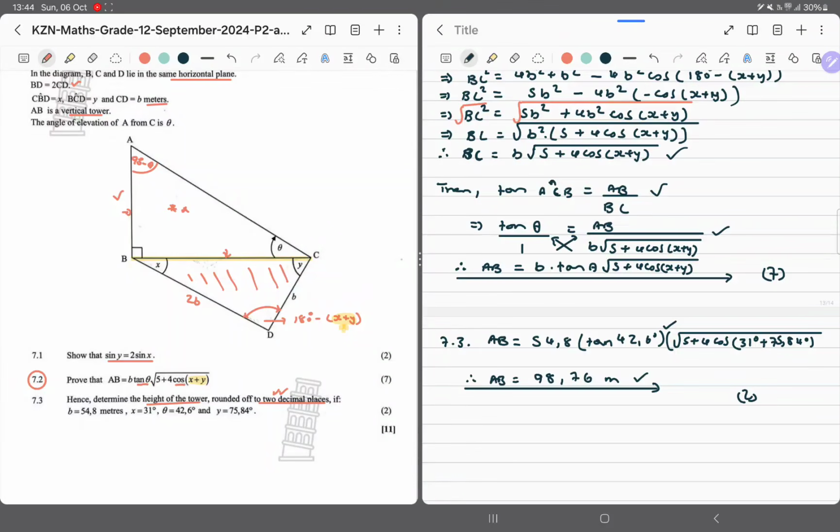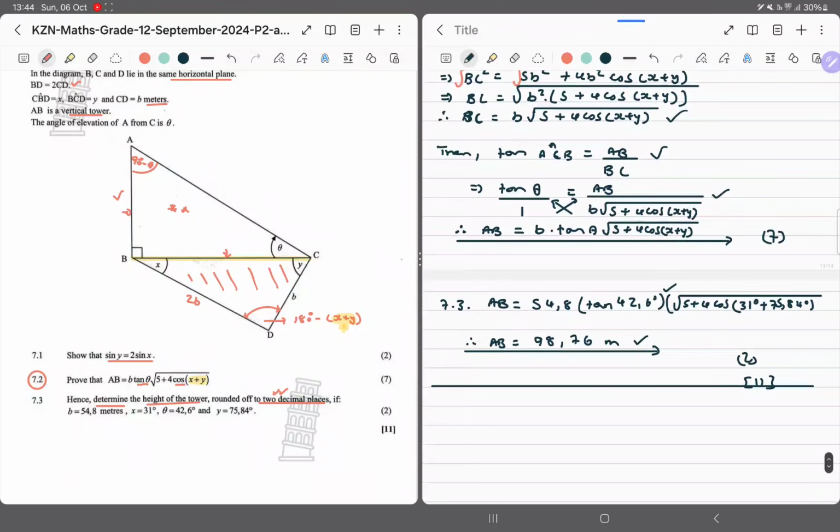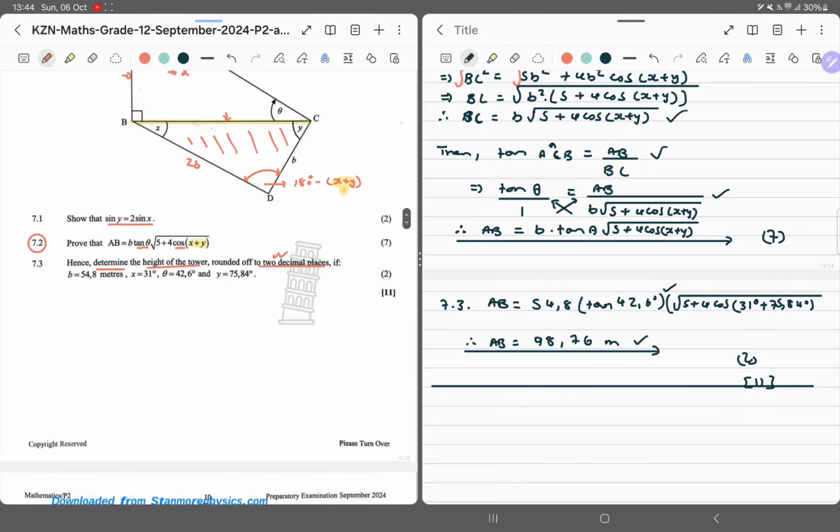Okay? Again, when the question says hence determine, even an answer only can get 2 marks. So this was a rather okay-ish 11 marks, but we know that 7.2 was a bit of a challenge, isn't it? It's a simultaneous equation thing, so it's always going to be a bit more demanding. Okay, we are done here.